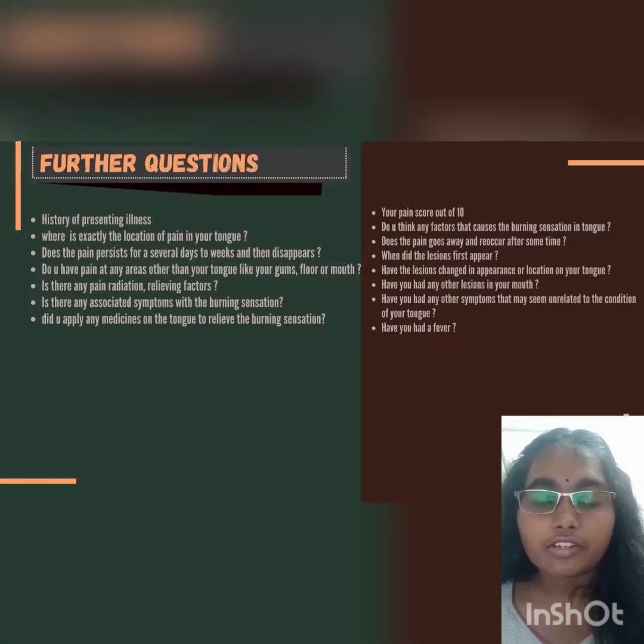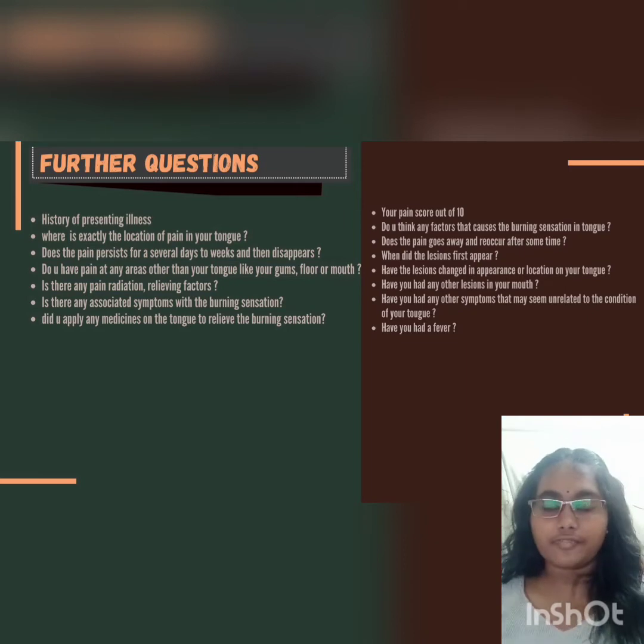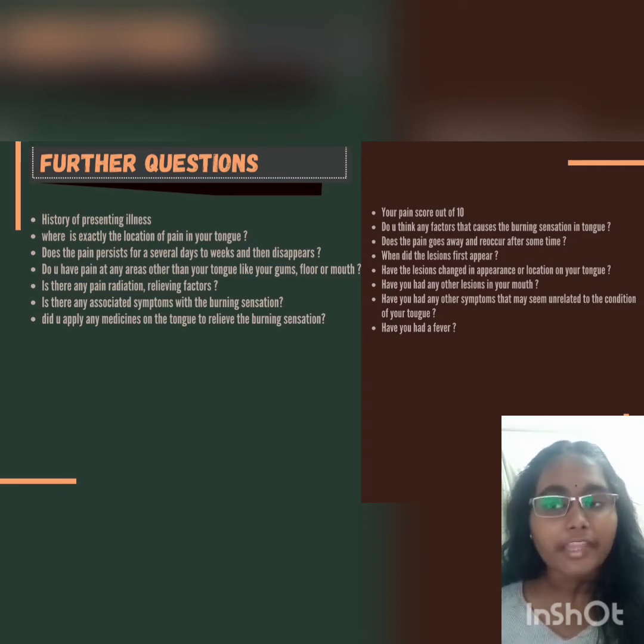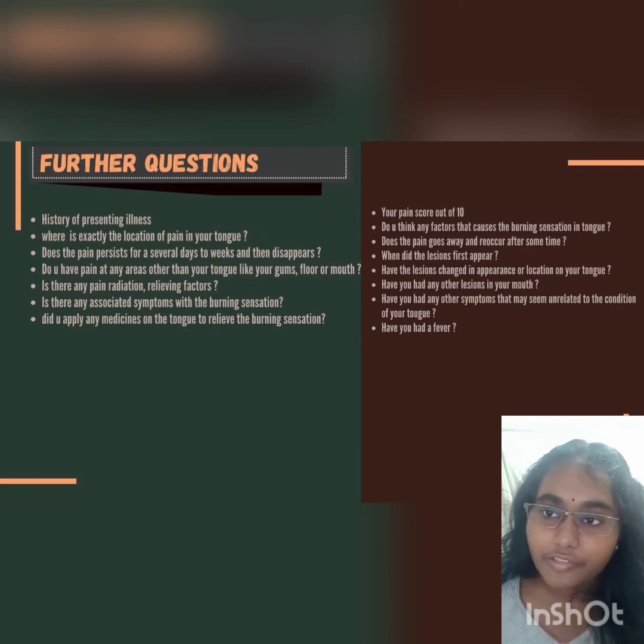So, the further questions I would like to ask the patient are, first of all, where exactly is the location of her pain? And does the pain persist for several days or weeks? And do you have any other lesions in your mouth, other than your tongue, like on the gums or floor of the mouth? Is there any pain radiation, and are there any relieving factors? Are there any associated symptoms with the burning sensation?